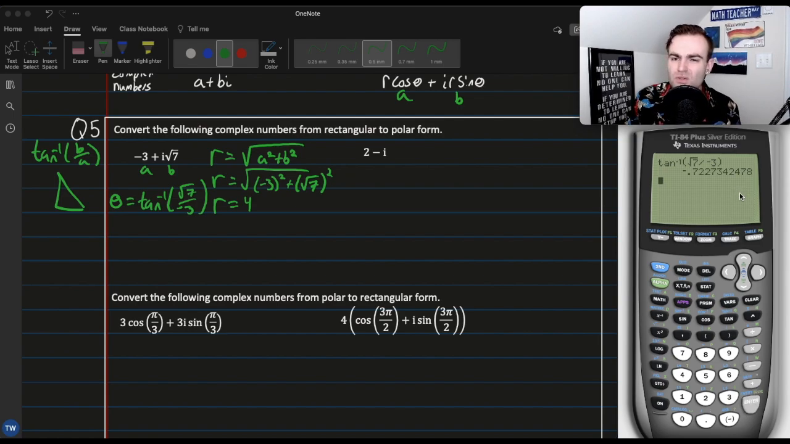Again, this gives us quadrant 4 stuff. We don't want quadrant 4 stuff. We want quadrant 2 stuff. So we need to add pi to it. So here's our angle. So 2.419.